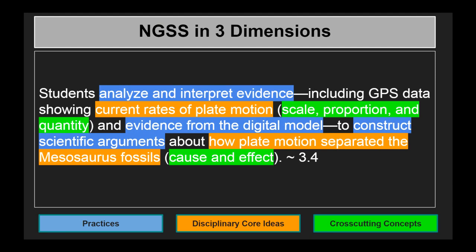In 3.4, we analyze and interpret evidence, including GPS data, showing current rates of plate motion, and we also have evidence from a digital model to construct scientific arguments about how plate motion separated the Mesosaurus fossils. In other words, we're coming back to our original question about the fossils being on the plates and what's happening over time. We'll be introduced to a video. We'll go back and make our final computer simulation of what we think is going on.